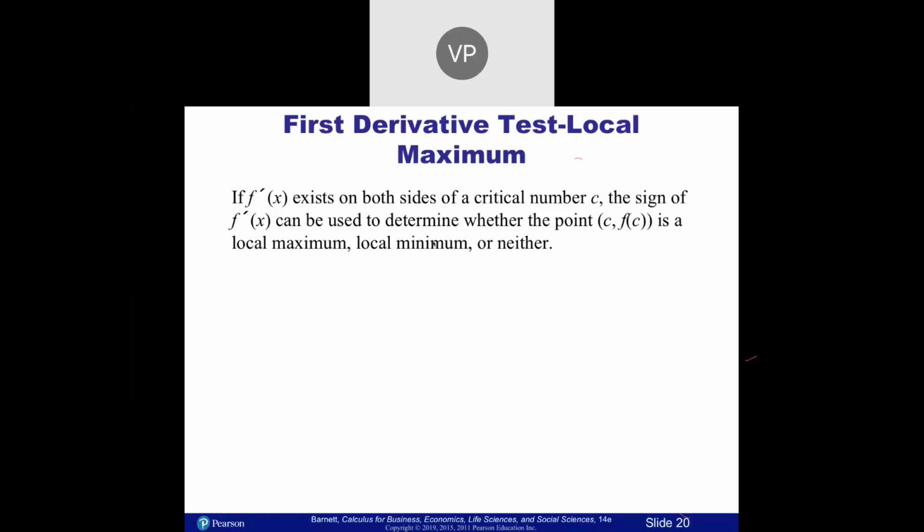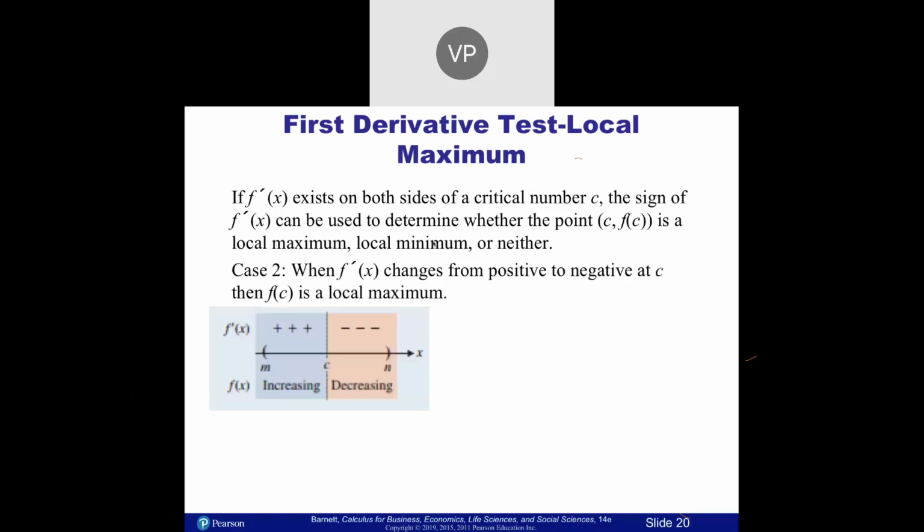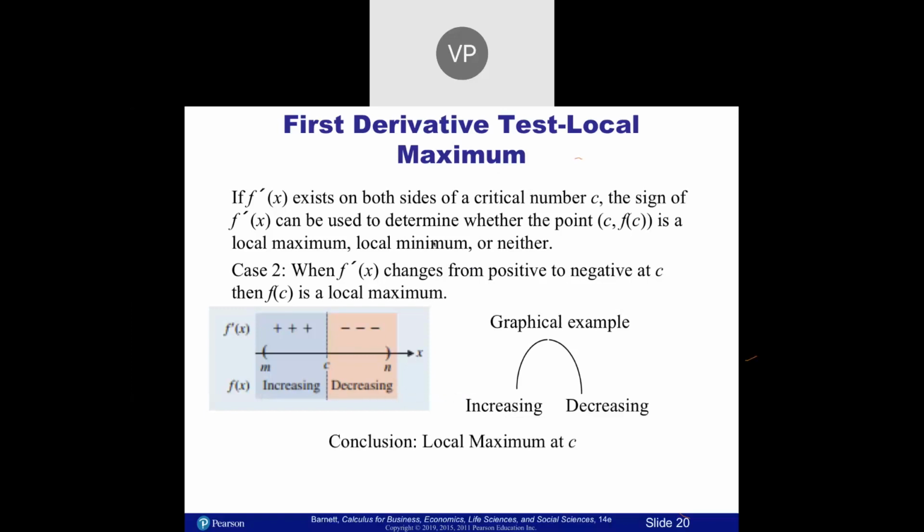Okay, same thing on the other hand. If you have a graph that is increasing, and then it hits the point C, whatever our x value is, and then it decreases, you'll see it's increasing, then it's decreasing, and then that point right there is going to be a local maximum.